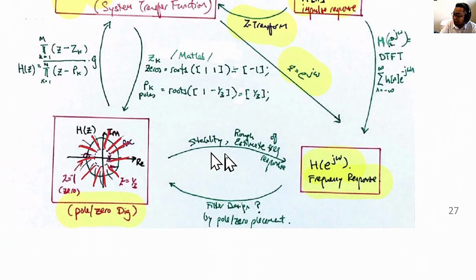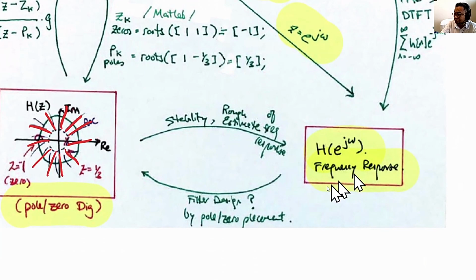As for the relationship between H of e to the j omega and the pole and zero, from the pole location and the zero location, you can actually very quickly estimate the frequency response. We'll go through it with some examples.